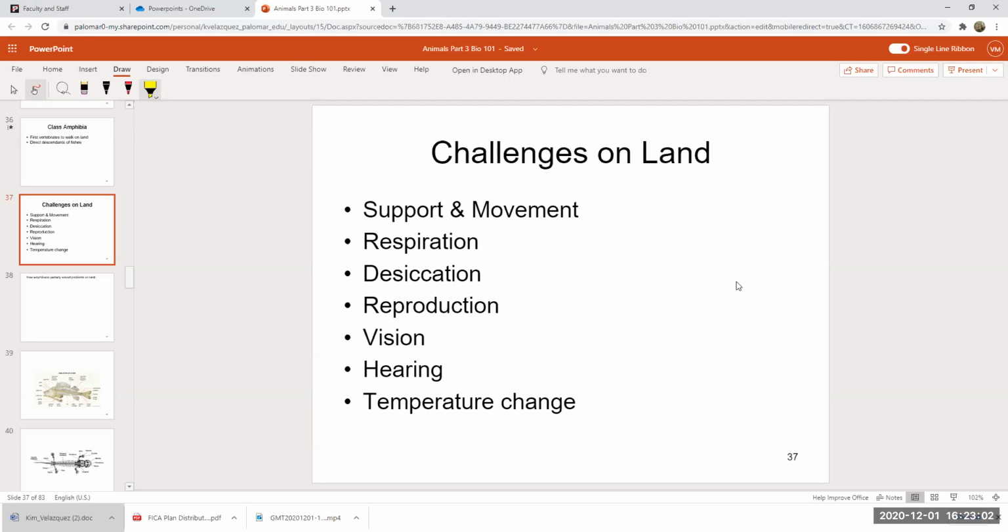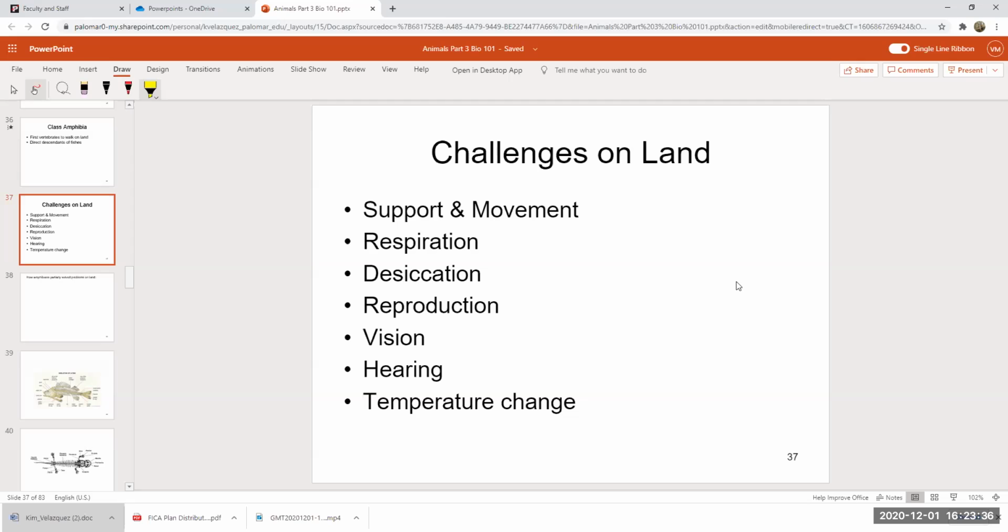Reproduction. If you're in the water, you can just release eggs and sperm, and those will swim together, move together. Sperm will swim to the egg, and fertilization will just happen. That's going to be much tougher to do on land. Also, you need to have a way to protect your egg from drying out. Vision and hearing, very different on land than in the water. If you've ever opened your eyes underwater or tried to hear underwater, you know that it's very different.